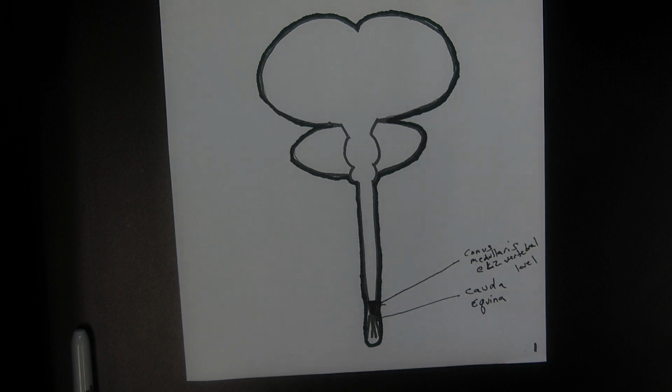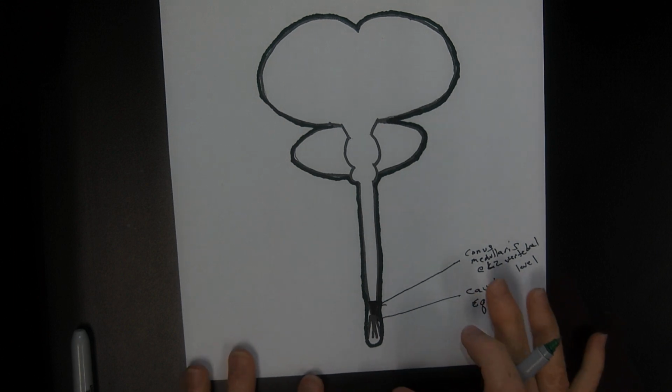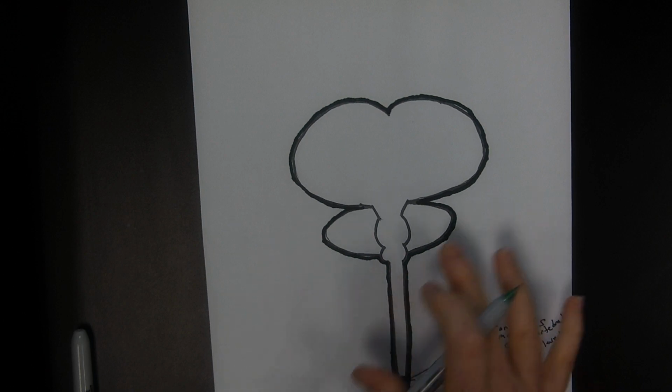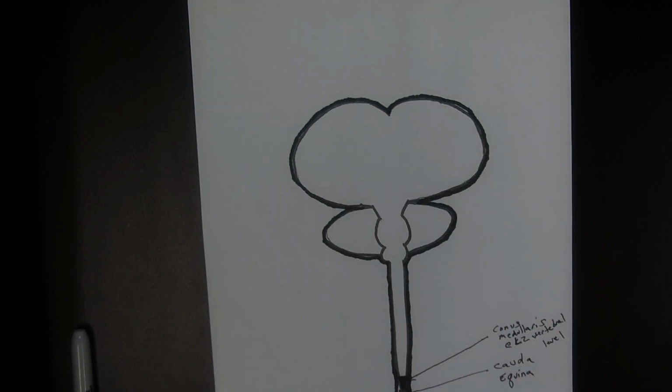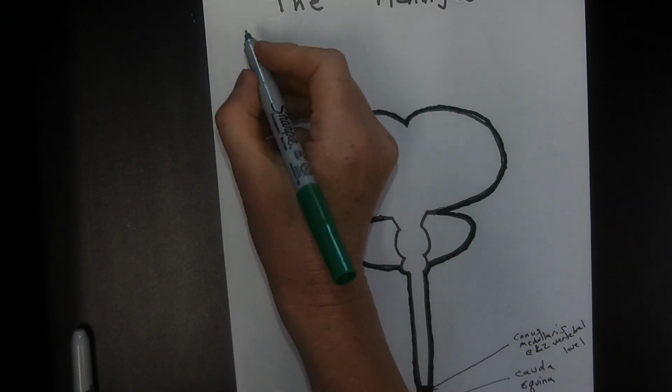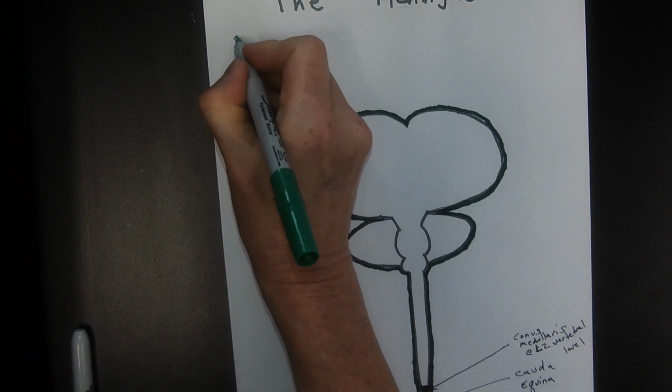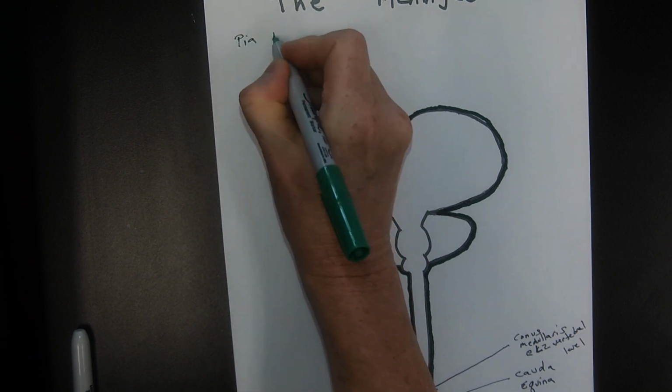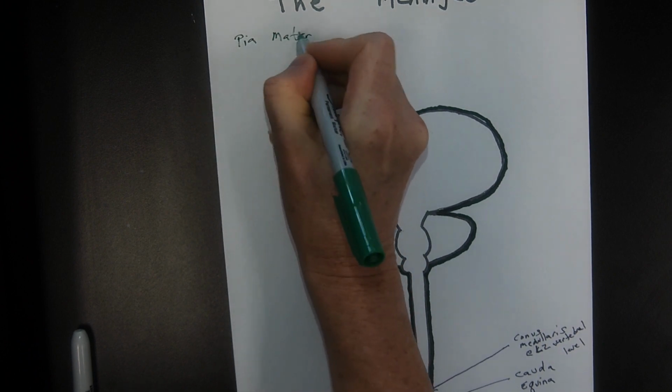So this very first layer that is tightly adherent to all the central nervous system is known as pia matter. P-I-A M-A-T-E-R.